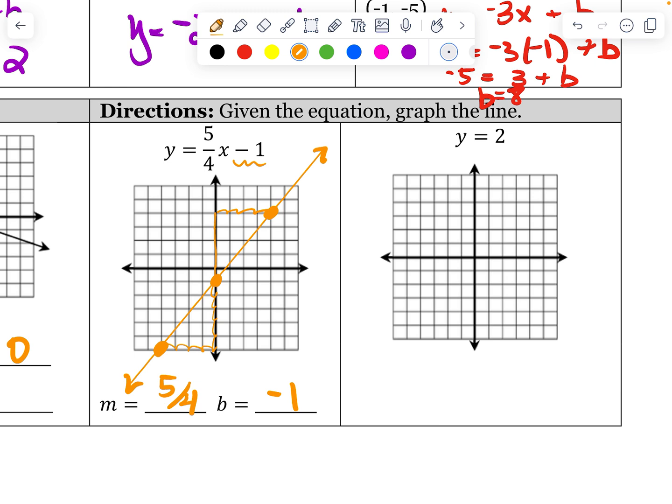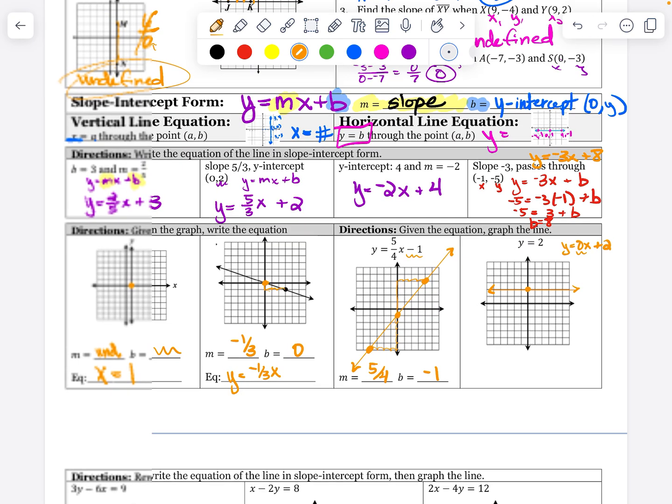Y equals 2. Where does y equal 2? Y equals 2 right here. And there's no slope written. There's nothing. So this is the same as y equals 0x plus 2, right? The slope is 0. So we're good.